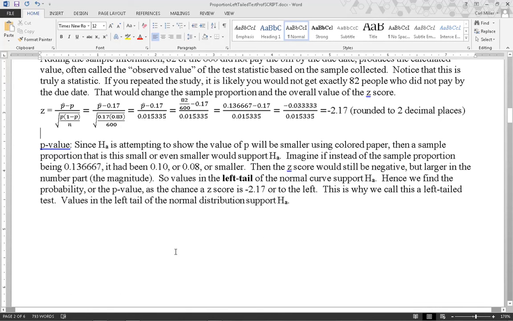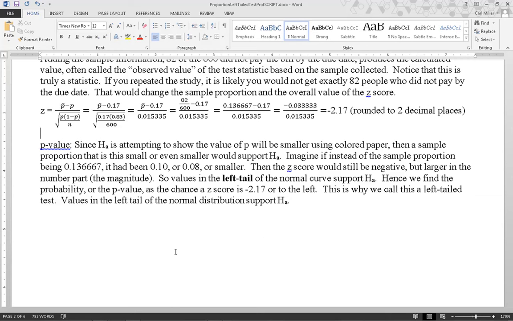Now consider the p-value. Since H sub A is attempting to show the value of p will be smaller when using colored paper, then a sample proportion that is this small or even smaller would support H sub A. Imagine if instead of the sample proportion being 0.136667, it had been 0.10 or 0.08 or even smaller. Then the z-score would still be negative, but it would be larger in the number part, or the magnitude. So values in the left tail of the standard normal curve support the alternative hypothesis.